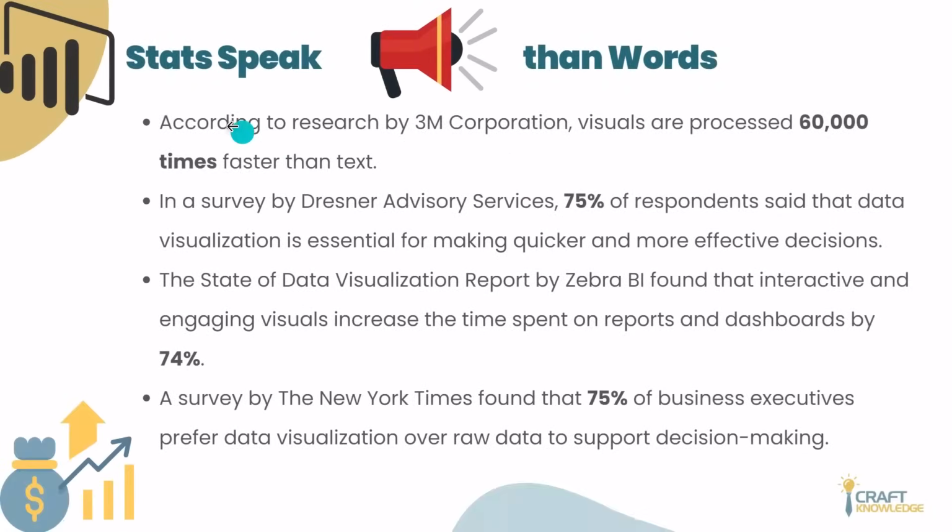Talking about stats, to motivate you a little bit, stats speak louder than words. According to 3M Corporation, visuals are processed 60,000 times faster than text. That is a huge number. It isn't saying 60,000%, it is saying 60,000 times faster.